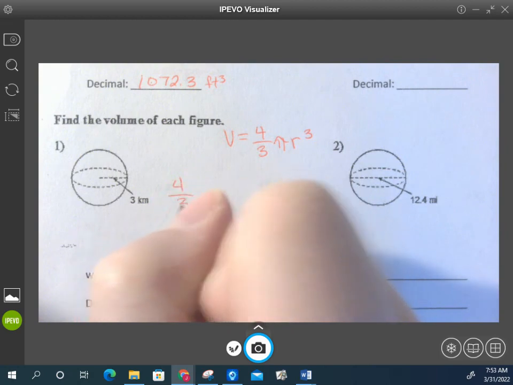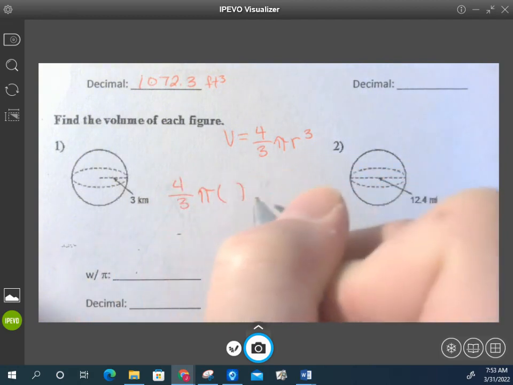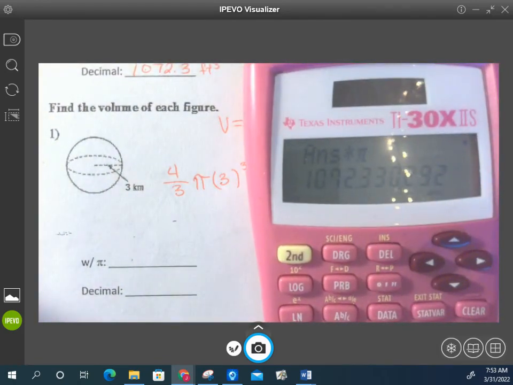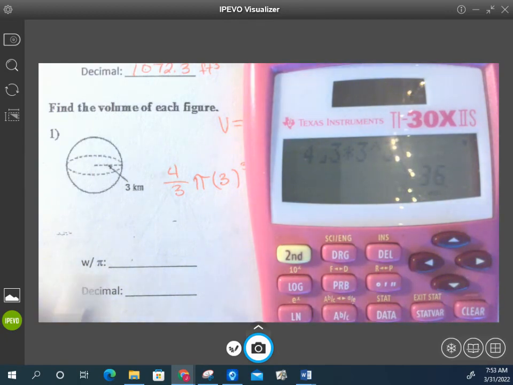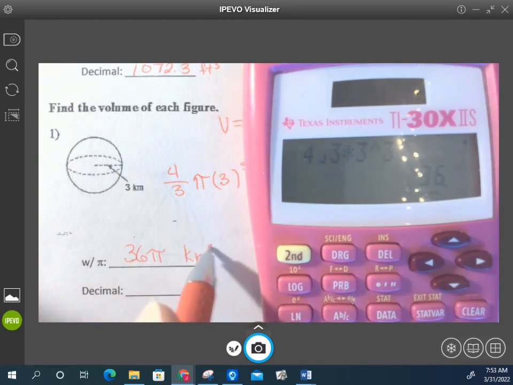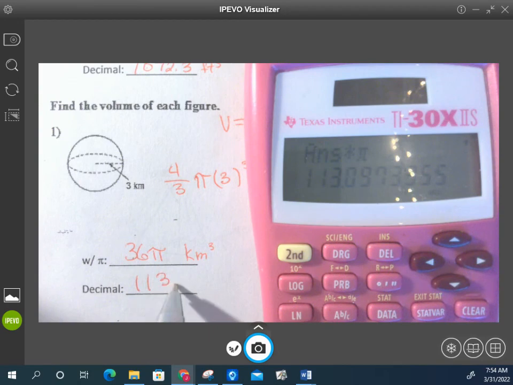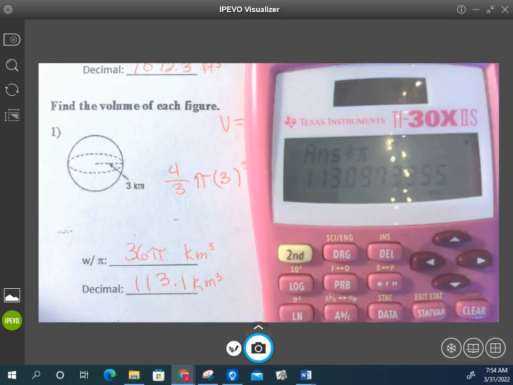All right. So it's 4/3 pi. What's the radius of this one? 3 cubed. All right. So to type it in with pi in your answer, type in 4/3 times 3 to the third. I got 36. So what would I write? Kilometers cubed. And then take your 36 times pi and nearest tenth. 113.1 kilometers cubed. All right, make sure you're using the radius, not the diameter.